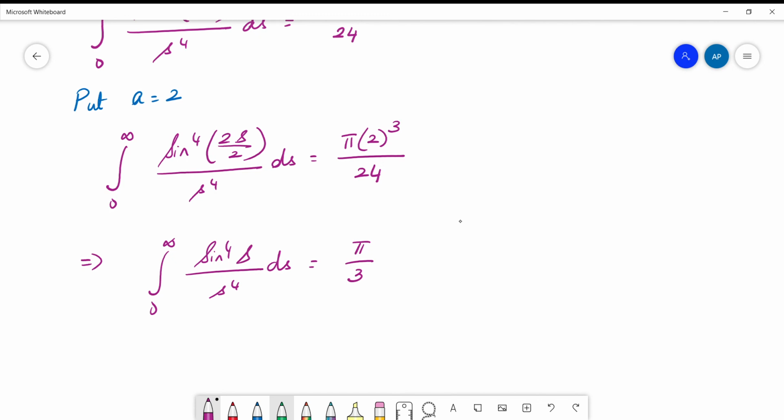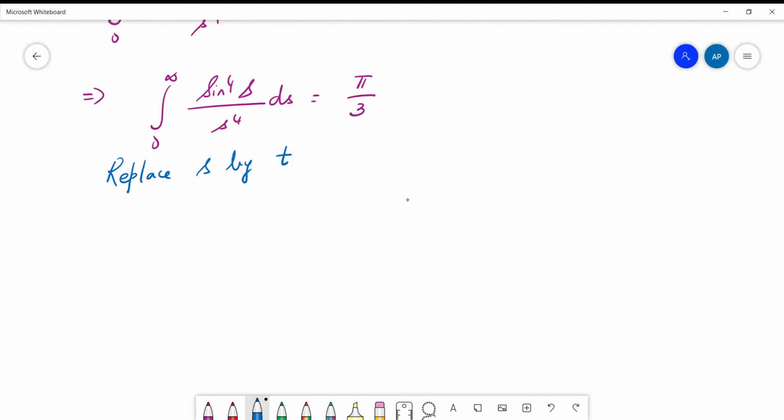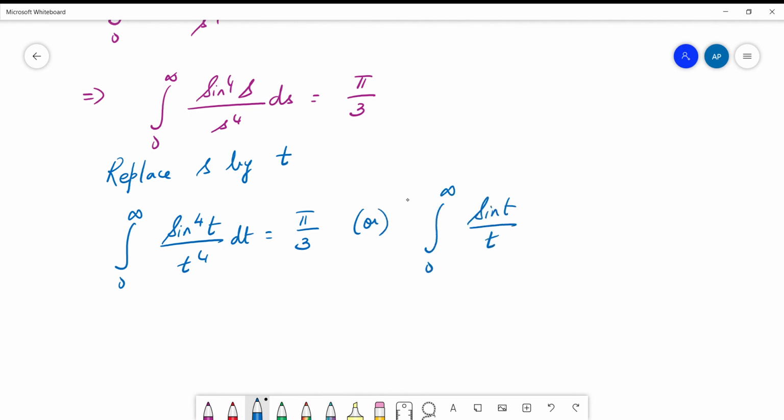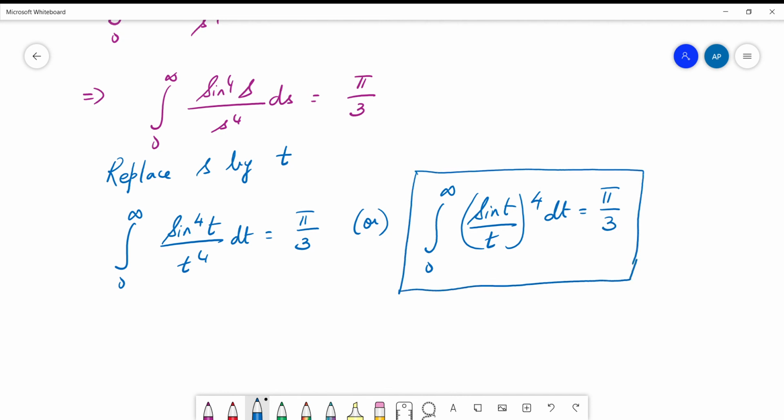And now what I can do is replace the dummy variable s by t. And so what happens to my final answer? When I take it to the power 4, what do I get? Integral 0 to infinity sine power 4t by t power 4 dt is pi by 3, or in the form that he wants, integral 0 to infinity of sine t divided by t, the whole power 4, dt is equal to pi by 3. So that's the answer of the second subdivision after we find the Fourier transform. So that proves the result.